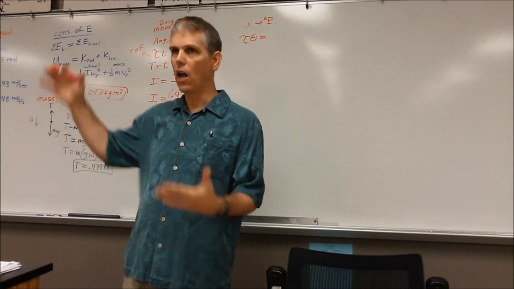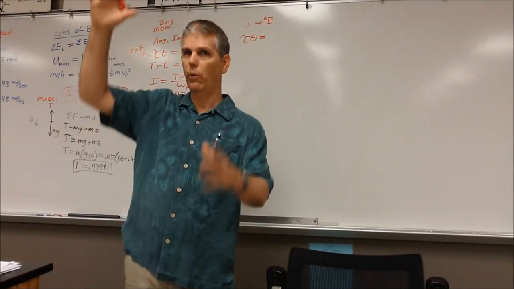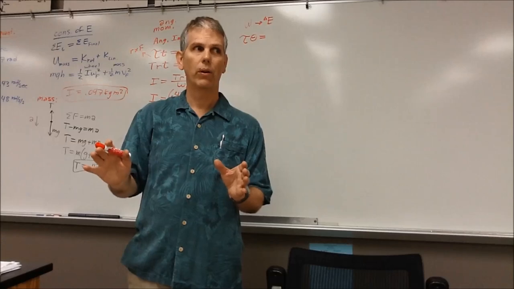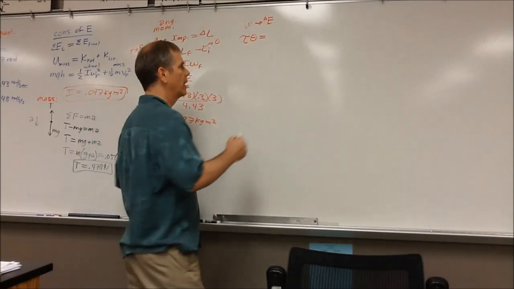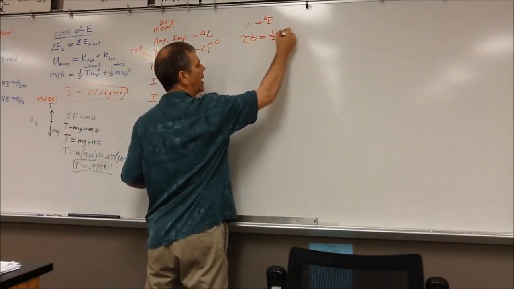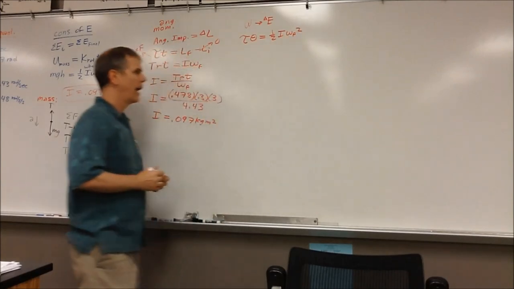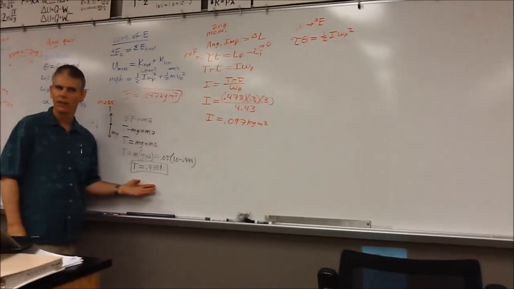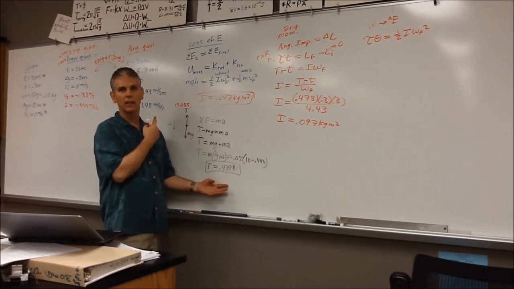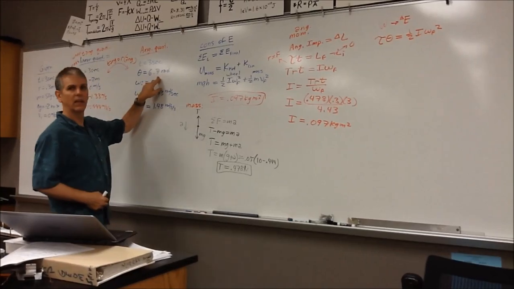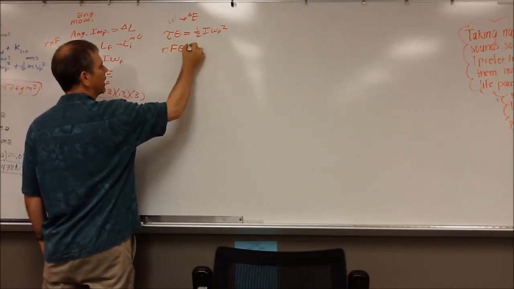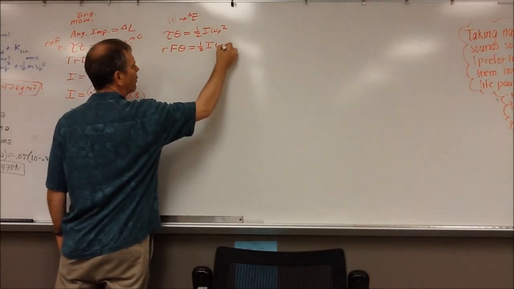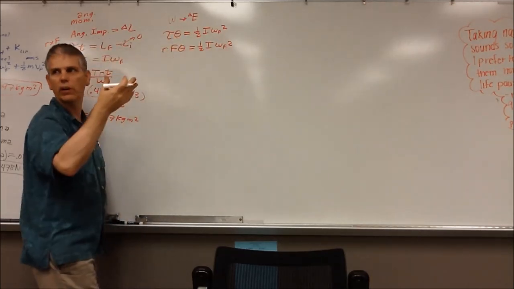Now, this is where you get a little goofy. When we did conservation of energy, our whole system was the mass and the wheel. But if we want to talk about the work done on the wheel, then it's just the wheel. So this will be 1/2 I omega final squared. And since we already have the tension, and we already have omega, and we have theta, this is going to be R times F times theta equals 1/2 I omega final squared. Again, once you get the concept, isn't the rest just putting in numbers?